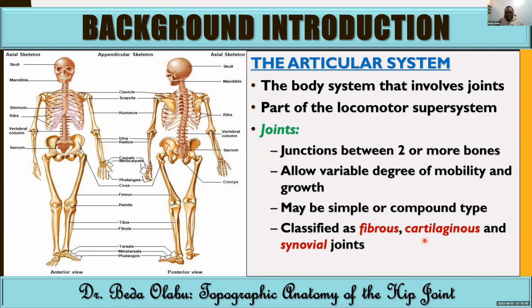Then the third variety of joint is the synovial joint, where the bones articulating there are separated by a synovial cavity, and that cavity contains synovial fluid, which is a lubricant that reduces friction. For that reason, synovial joints are usually more mobile compared to the other two types of joints. Now, when you talk about hip joint, the hip joint is an example of a synovial joint.